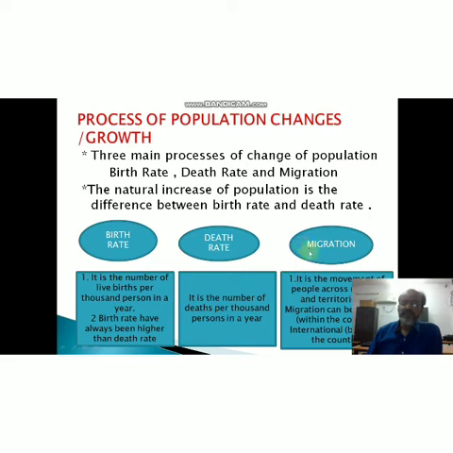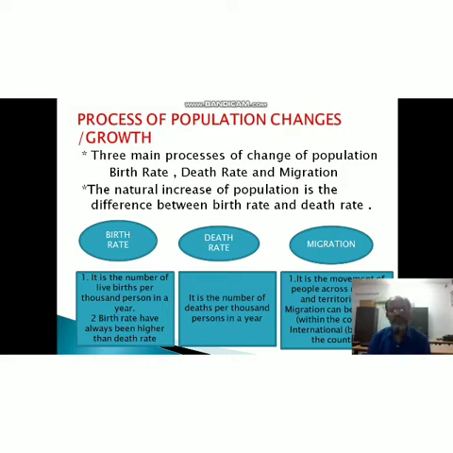Third one is migration. What is migration? Migration is the movement of people across regions and territories. Migration can be internal, within the country. Suppose a person is going for bread and butter, moving from one place to another within the country. That is called internal migration.